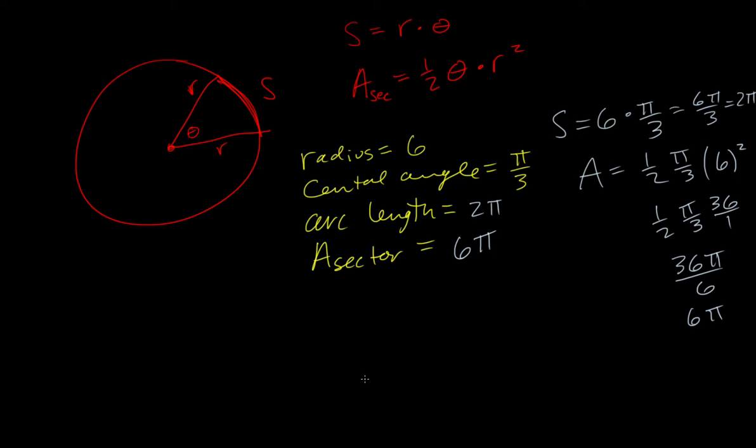Another thing to keep in mind though, arc length is going to be measured in something. So if radius was in meters, this would be meters, but area would be meters squared. So even if you end up getting the same number for your arc length and your area of sector, it's not claiming that they're the same thing because the units are different. Okay? All right. So let's try a new problem.